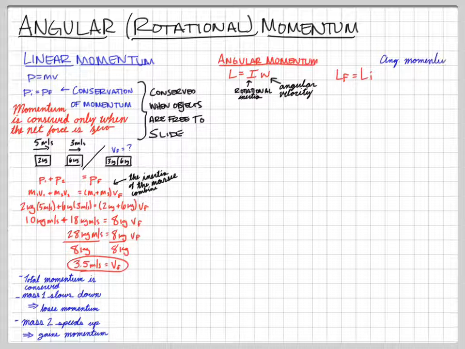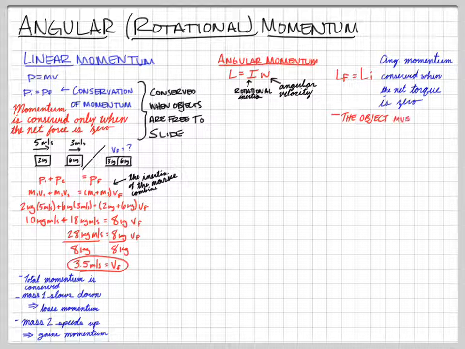And we also have the conservation of angular momentum. Angular momentum will be conserved as long as the net outside torque on a system is zero. What that means is that as long as the objects are free to slide, as long as the objects are free to spin around, we have conservation of angular momentum. We can say that the angular momentum is the same before and after.